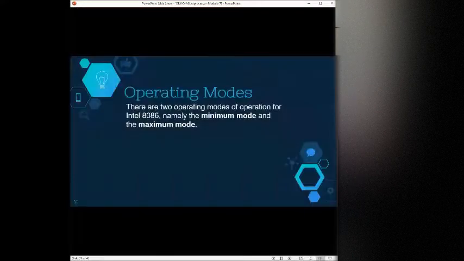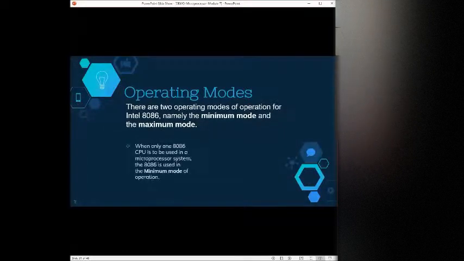Okay. Next, we have two different operating modes. As I've mentioned earlier, we have the minimum mode and the maximum mode. When we say minimum mode, we only use one processor. In maximum mode, we use multiple processors. Okay, those are the operating modes of 8086, unlike the 8085, which has only one processor.